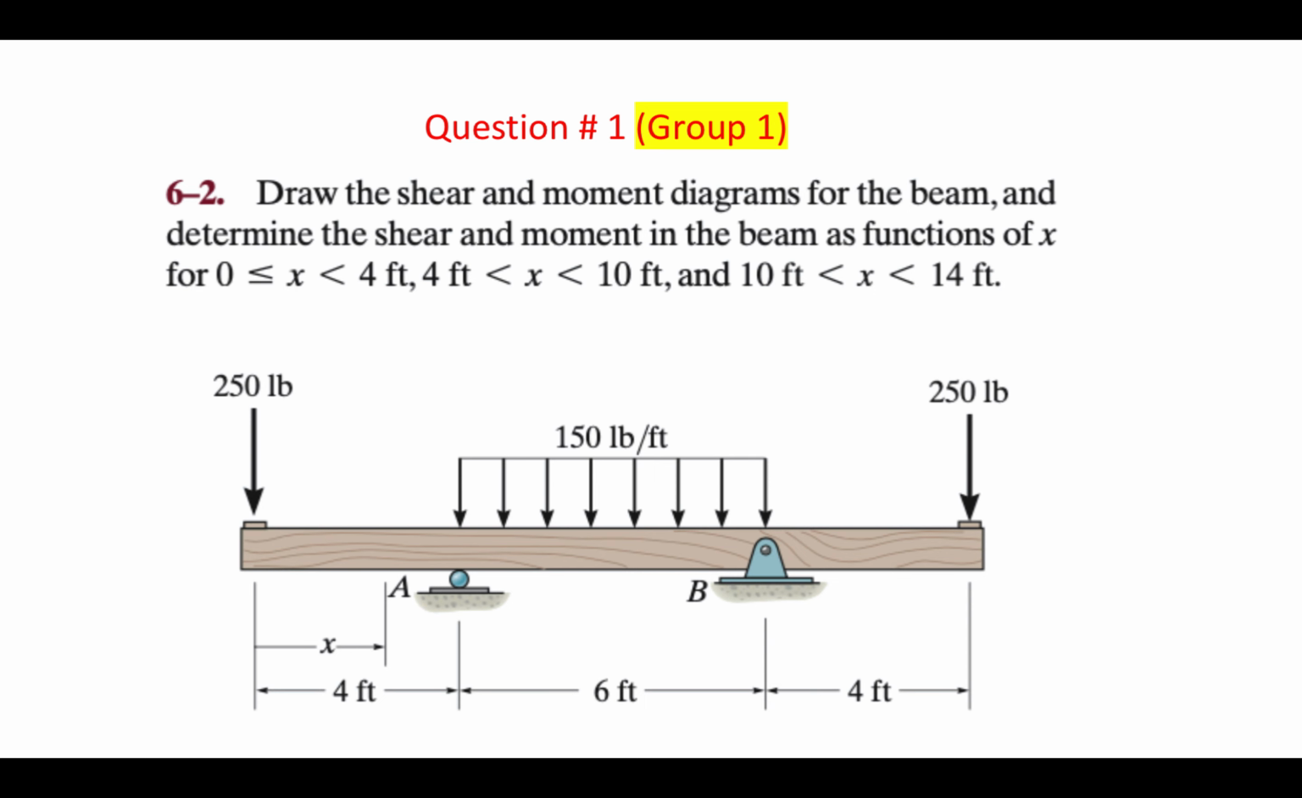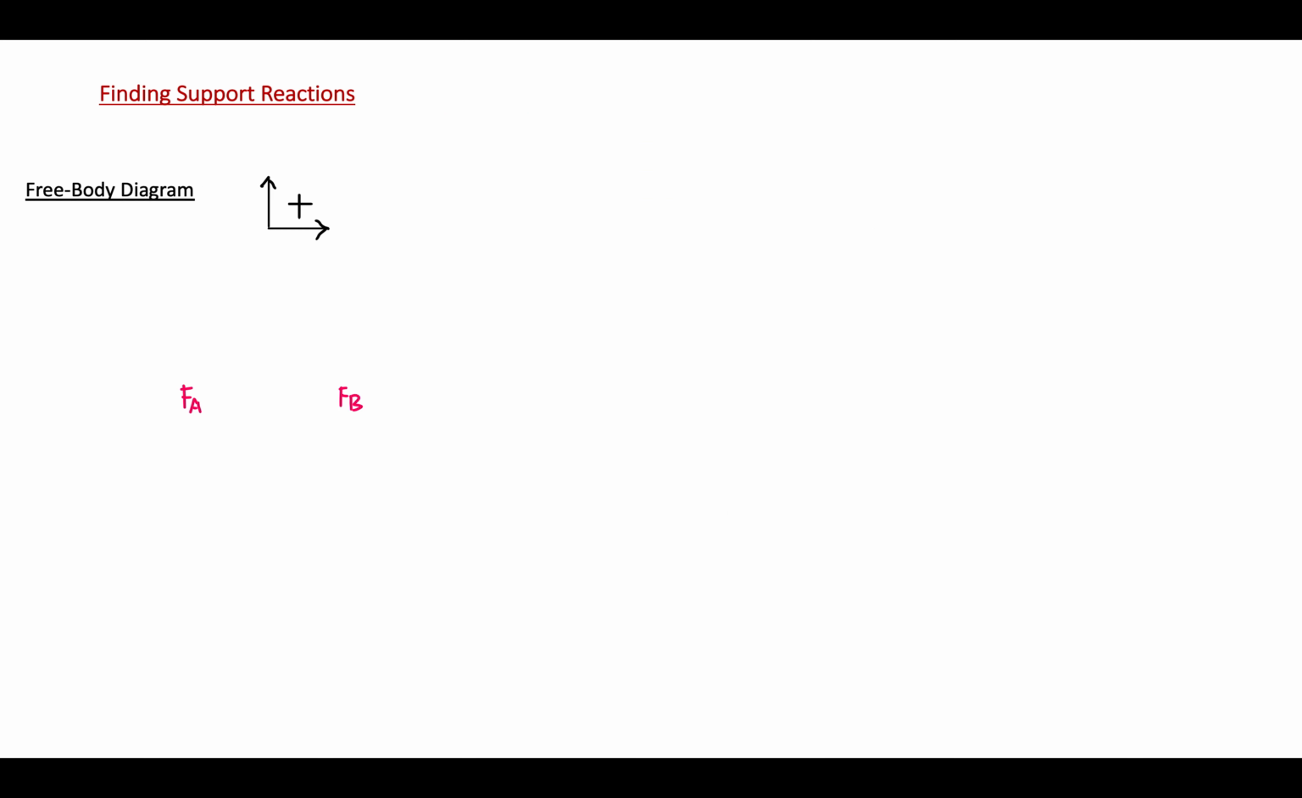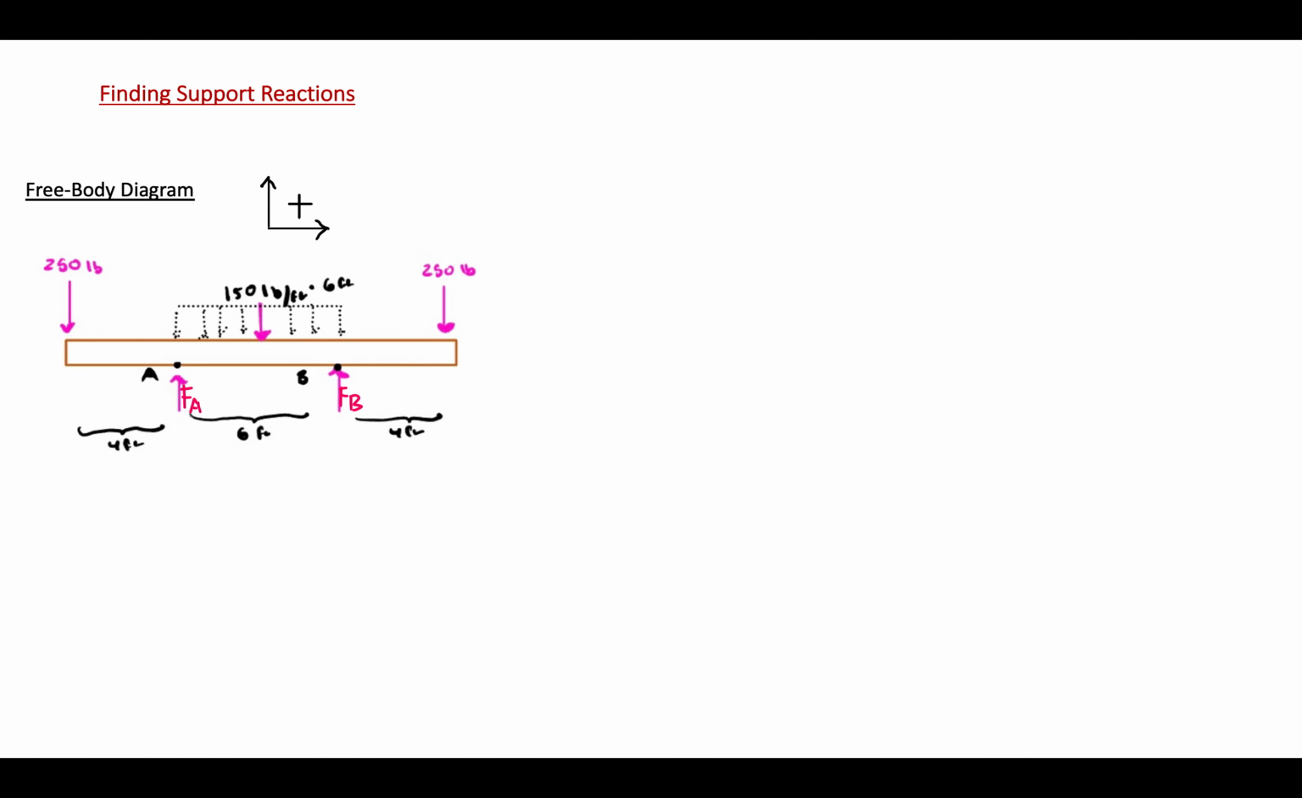To find the shear and moment diagrams, we have to find the shear and moment functions. First, we have to find the support reactions at A and B, and we do this by drawing a free body diagram. After drawing the free body diagram, we can write the equilibrium equations, and because of symmetry, the reaction forces FA and FB are going to be equal in magnitude.